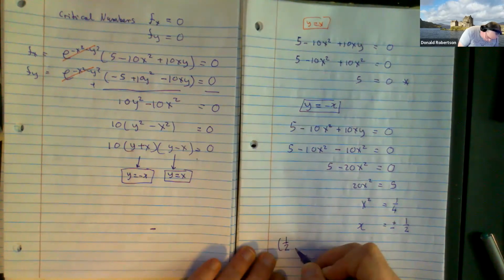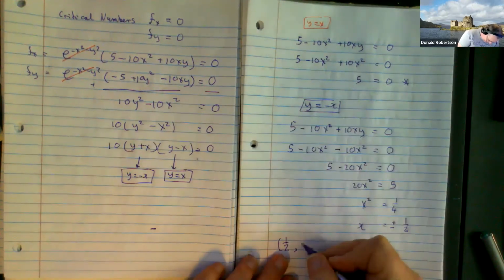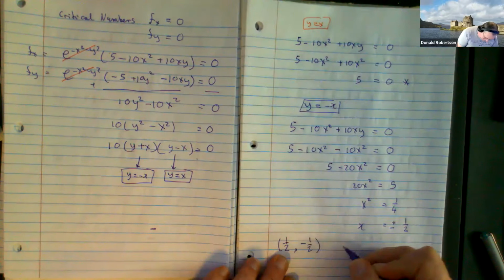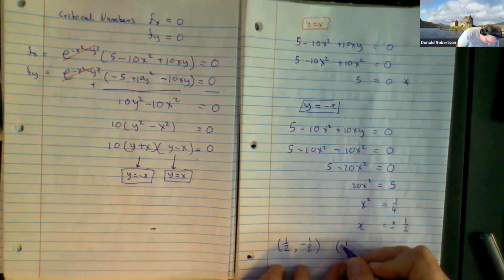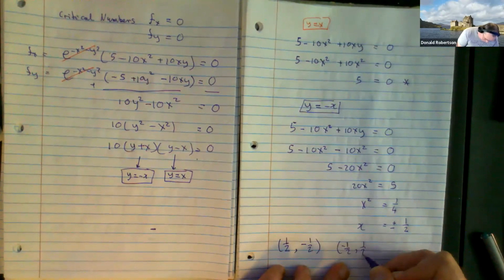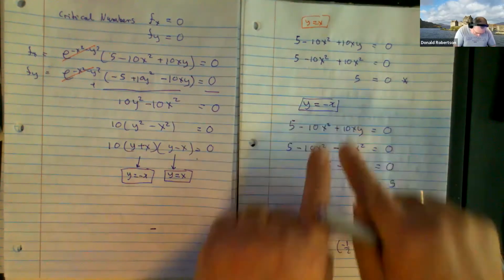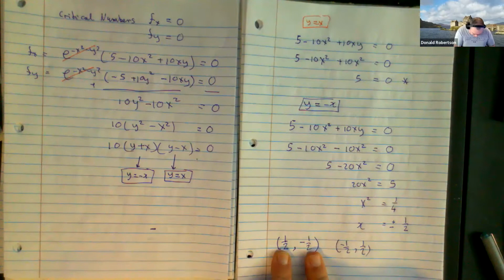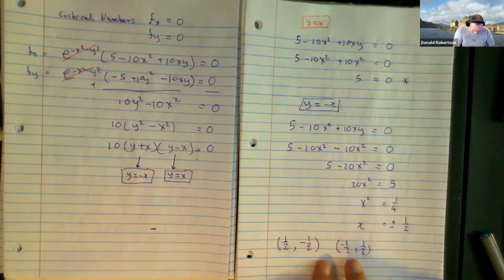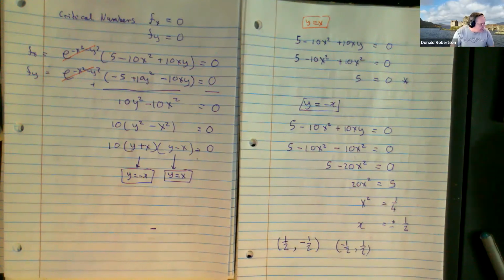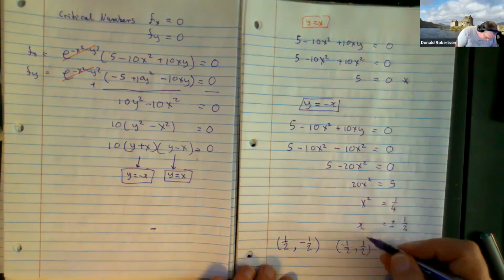1/2, comma, negative 1/2, and 1/2, or negative 1/2, comma, plus 1/2. So for any one of these x's, don't I just reverse it for the y? So 1/2 gets you an x, the negative 1/2 gets you the y. If the x is negative 1/2, the other guy is 1/2. Are we good so far? I've basically found the critical numbers.